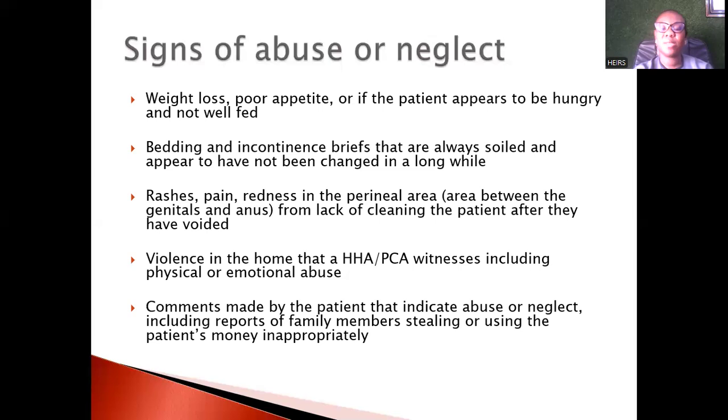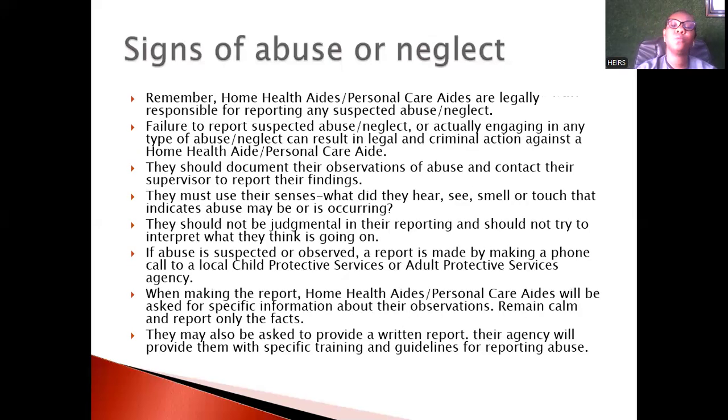If there is violence in the home that you, the caregiver, witness, including physical or emotional abuse, please report such to your supervisor. Then, if comments are made by the patient that indicate abuse or neglect, including reports of family members stealing or using their money inappropriately, as the caregiver, please report such to your supervisor. So, what are some signs of abuse or neglect?